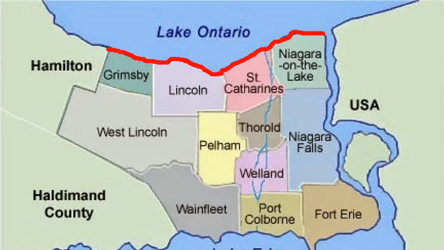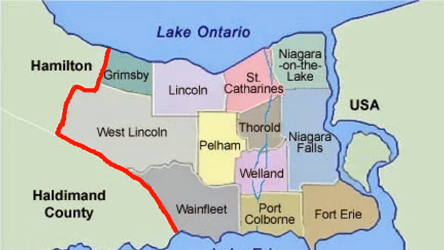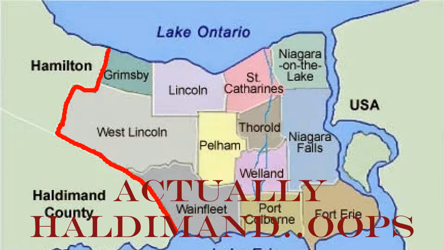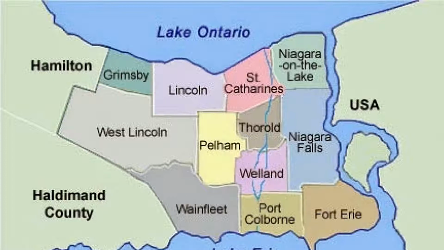Three sides of the Niagara region are bordered by water. The north border of the region is the southern shore of Lake Ontario. The southern border is the north shore of Lake Erie, and the eastern edge of the region is the Niagara River, which also serves as the border between Canada and the United States. The western edge of the Niagara region runs from Lake Ontario to Lake Erie, bordering on the regions of Hamilton and Wentworth. There are a total of 12 municipalities in Niagara.